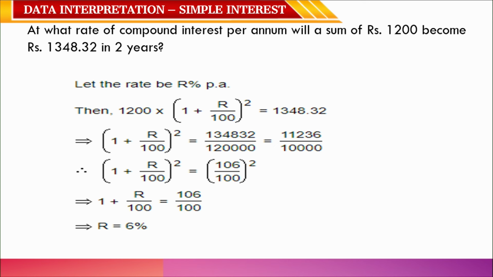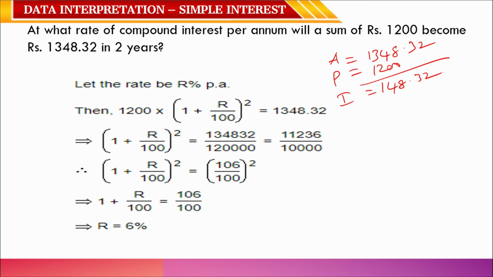Now next question. At what rate of compound interest per annum will a sum of 1200 rupees become 1348.32 in 2 years? So what is the given information here? A is given, 1348.32. P is given, 1200 rupees. So 148 rupees 32 paise is the interest, correct.